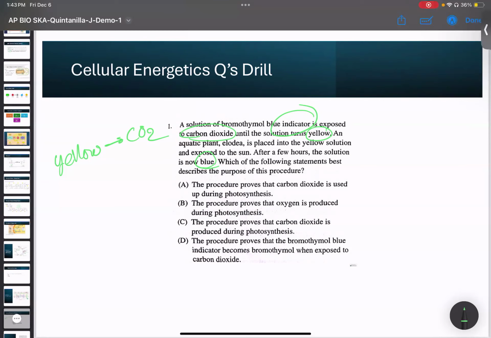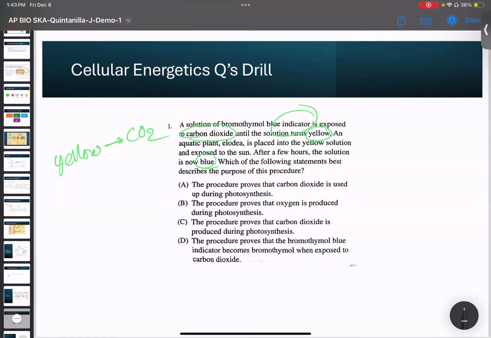So then, which of the following statements best describes the purpose of this procedure? This procedure proves that carbon dioxide is used up during photosynthesis. This procedure proves that CO2 is produced during photosynthesis. Well, we know that's not true because carbon dioxide is not produced during photosynthesis. So by the process of elimination, we get rid of that one.